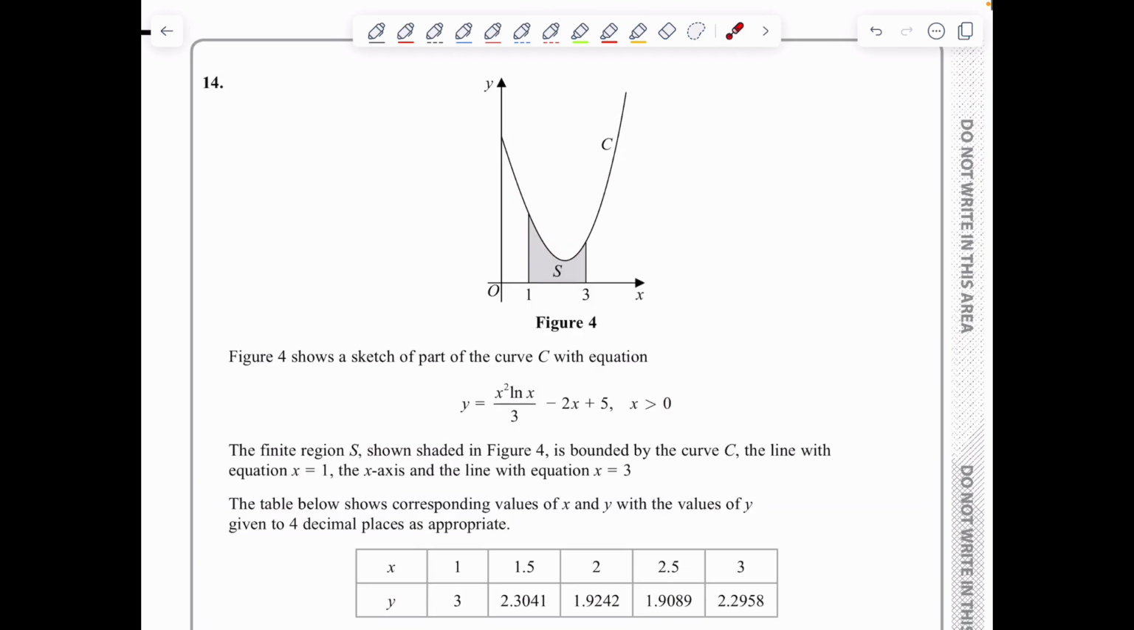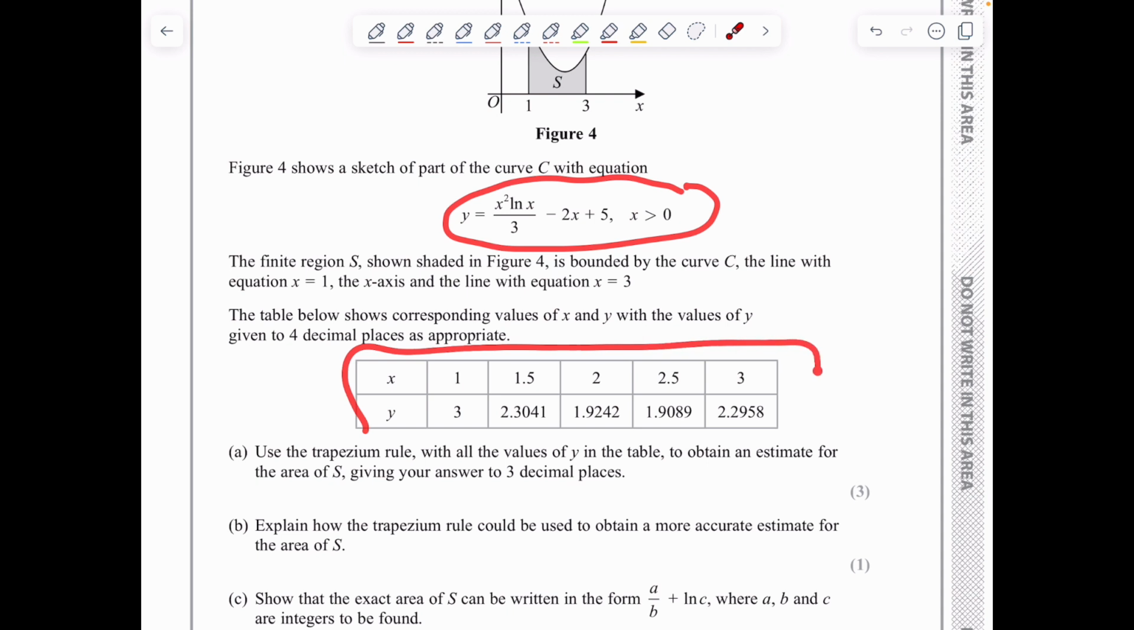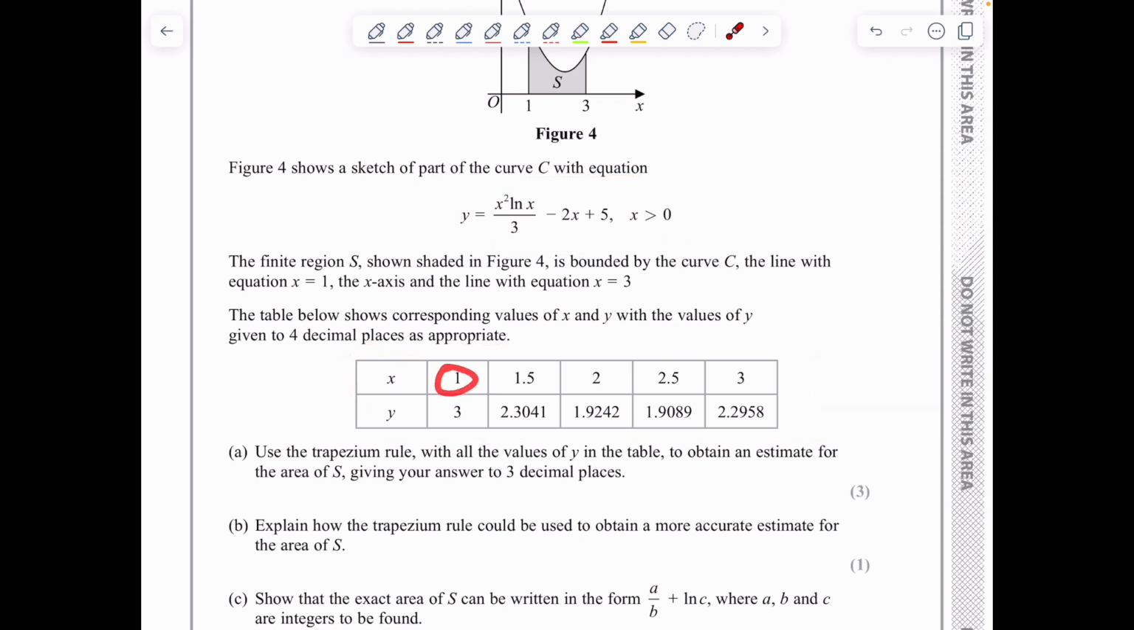In question 14, we've got a sketch of part of the curve C with this equation here. We are being given a table of values for x and y for x between 1 and 3, and we need to use the trapezium rule with all the values of y to obtain an estimate for the area of S, giving our answer to 3 decimal places.